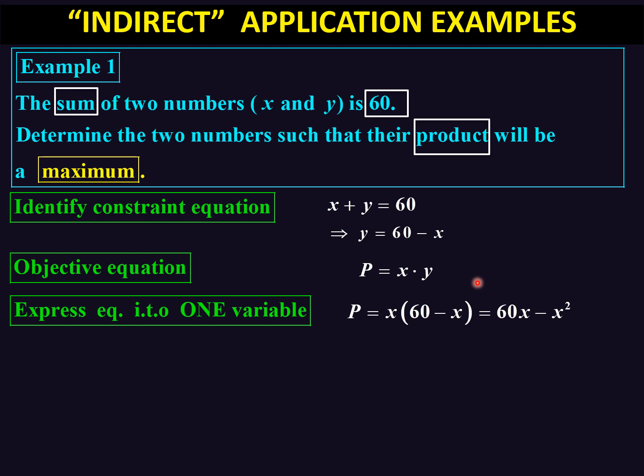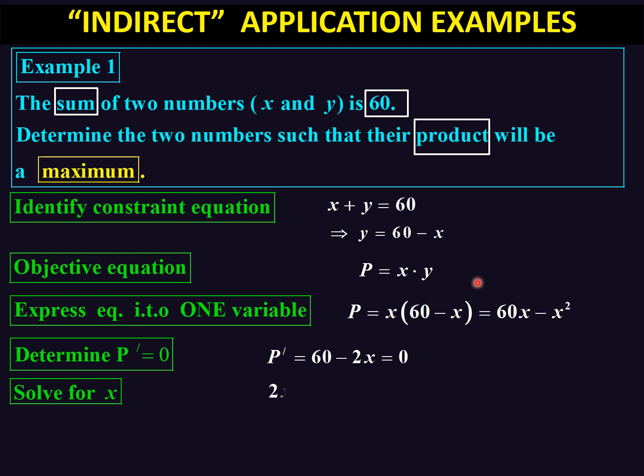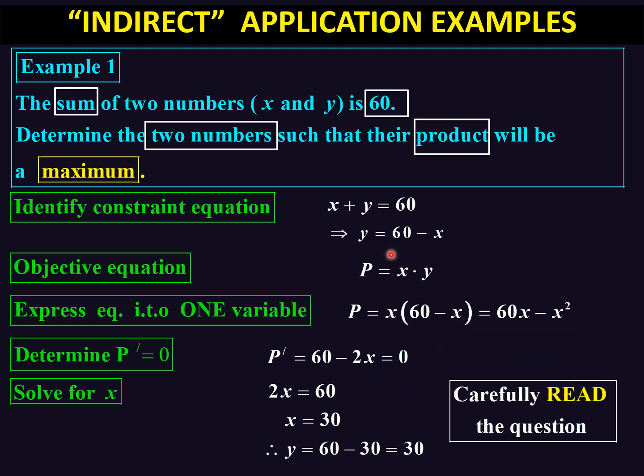Now what do we have to do once we have the objective function? Determine the first derivative and equate it to 0. So there we have p prime, using the prime notation, 60 minus 2x equal to 0. Extremely easy, linear equation. Solve the linear equation. We end up with x equal to 30. What must we always do? Read. They say find the two numbers. Did we find two numbers? Only the one number. What is the other number? Let's go back. y equal to 60 minus x, and x is 30. That gives me 30. So always remember to read your question. They don't ask us to work out x. They want us to find the two numbers there.